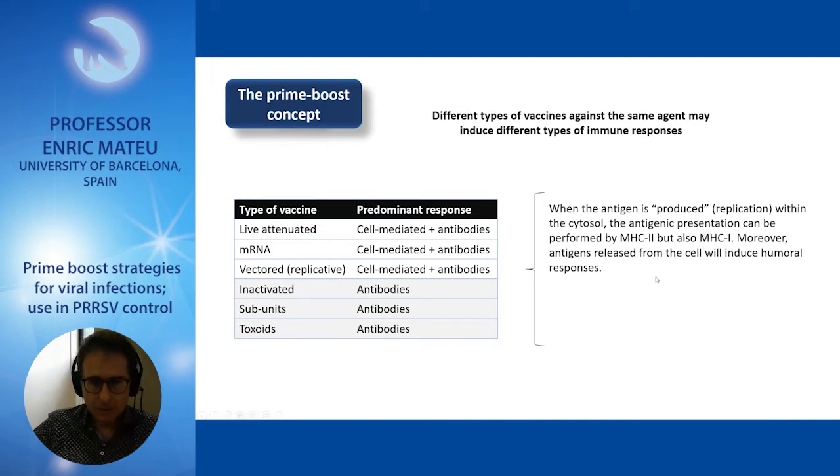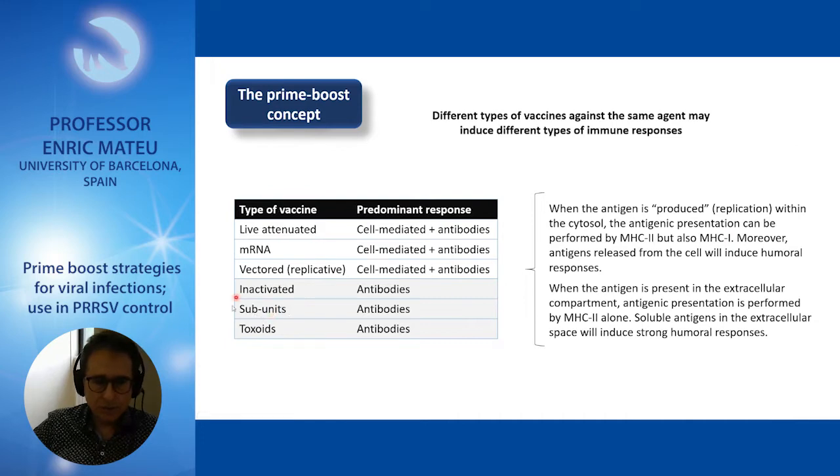responses. In contrast, when we have inactivated subunit or toxoid vaccines, that, so to say, are just proteins with no replication, the proteins of the agent are present in the extracellular compartment. And that means that the antigenic presentation is performed by class 2 alone. In this case, where we have soluble antigens in the extracellular space and antigenic presentation by class 2, the result of the immune stimulation is mostly the production of strong humoral responses. So in other words, the same agent, live or inactivated, may produce different responses in the individual.